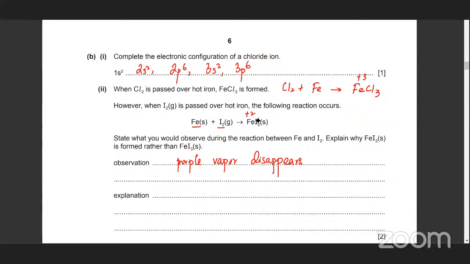Now, one thing you've studied is that as you go down the group, you have Cl, you have bromine, you have iodine. As you go down the group, the tendency to gain electrons or get reduced decreases. So they become weaker oxidizing agents.